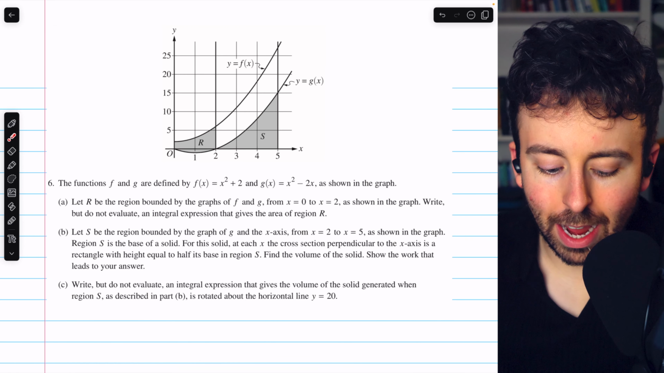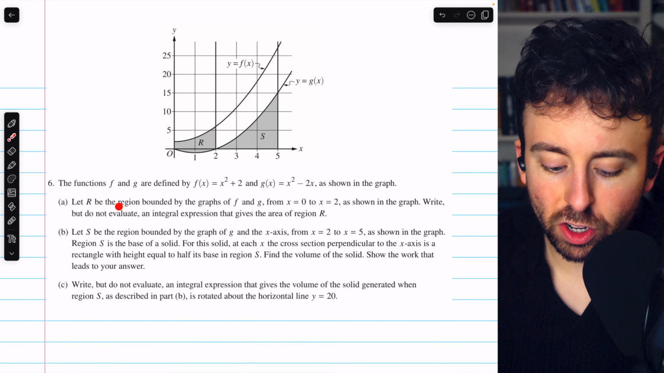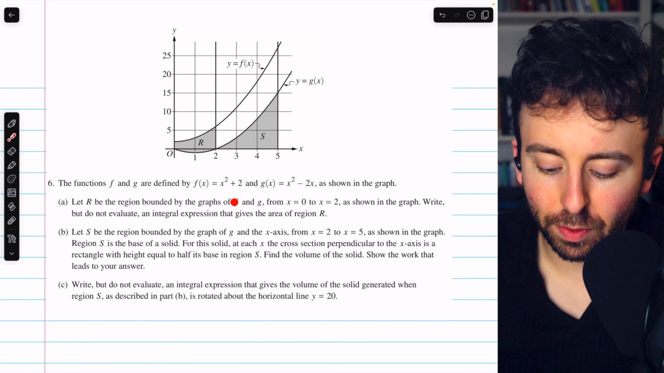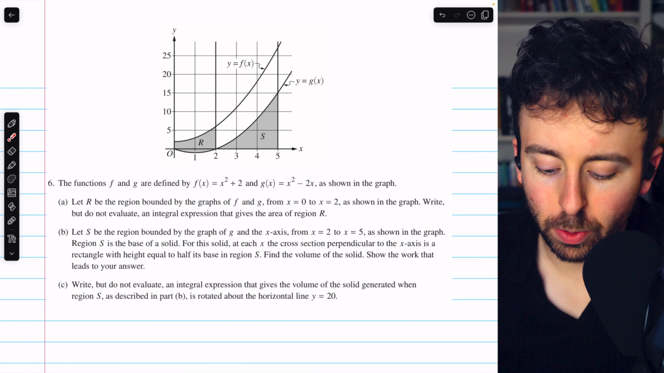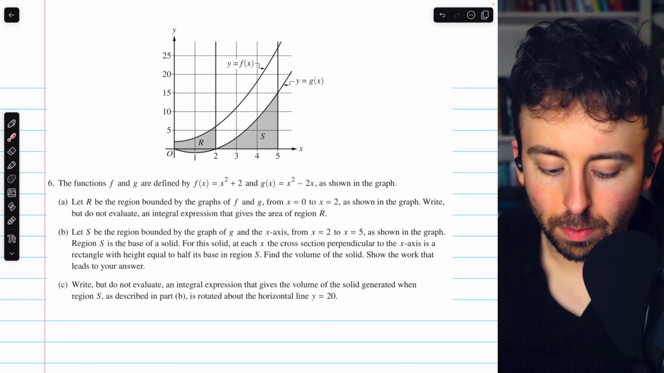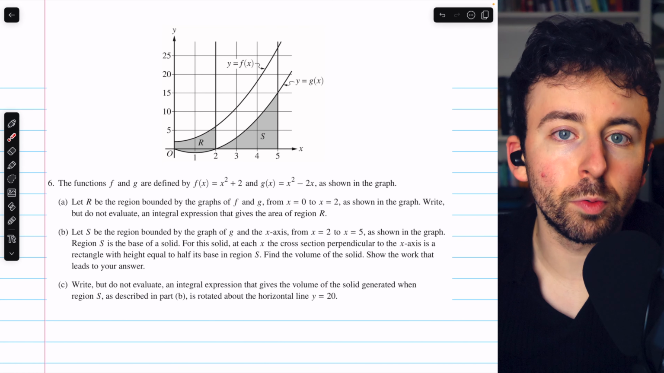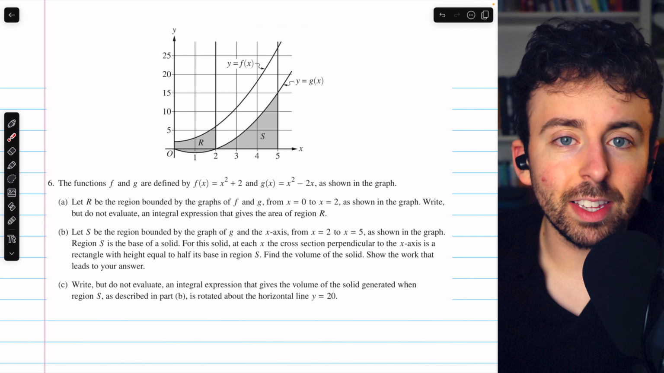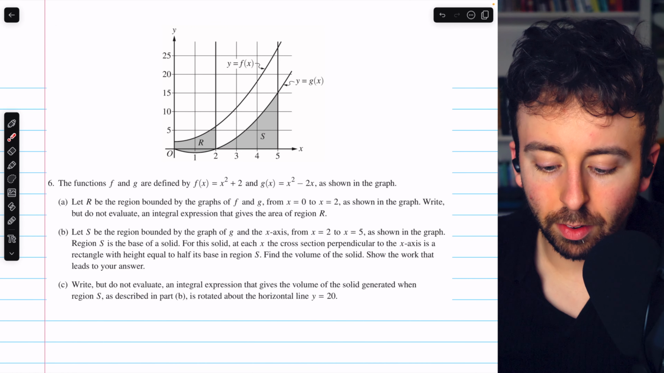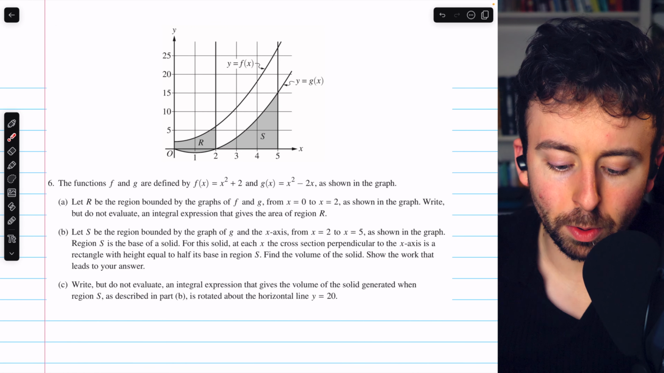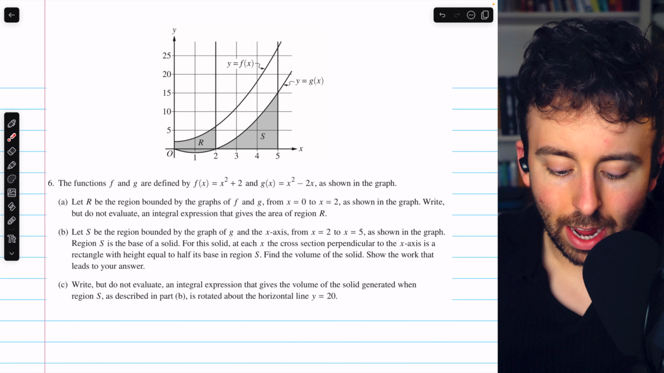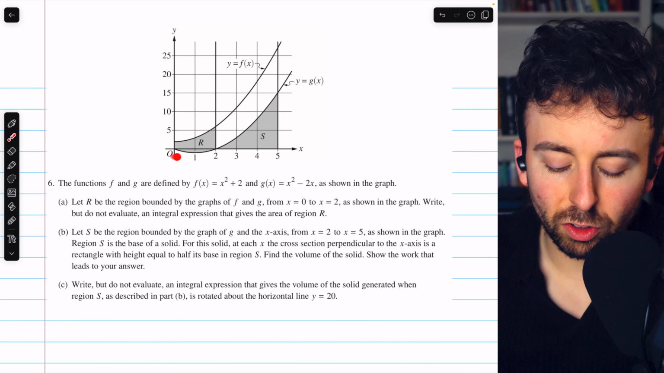Part A says, let R be the region bounded by the graphs of f and g from x equals 0 to x equals 2, as shown in the graph there. Write, but do not evaluate, an integral expression that gives the area of region R. So this is just the area between two curves. From the graph, we can see that the upper function of this region, the upper bound, is f of x, and the lower bound on the region is g of x.